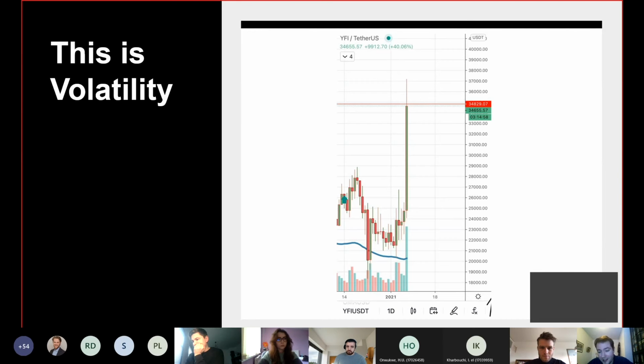Yeah, and talking about volatility, here's YFI versus Tether yesterday. In crypto, you see these kinds of spikes on a weekly basis if you look at all the currencies. Is this one daily candle, or is it even an hourly candle? No, this is a daily candle, sorry. So this is a 12,000 price increase in one day, which is at that point like 33% of the total value. And this is not uncommon in crypto.